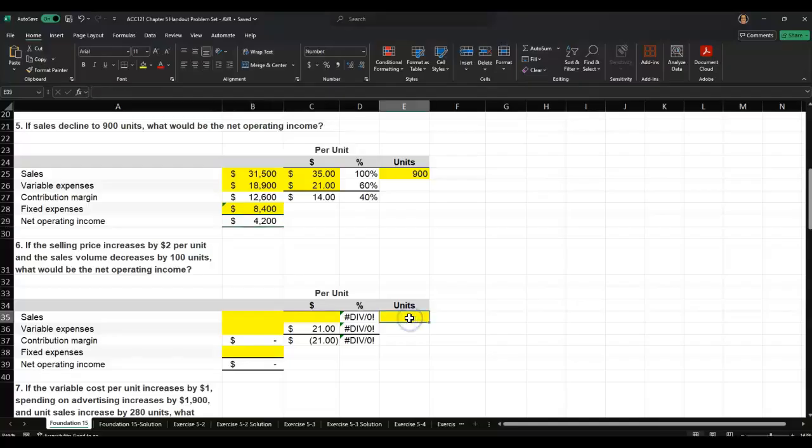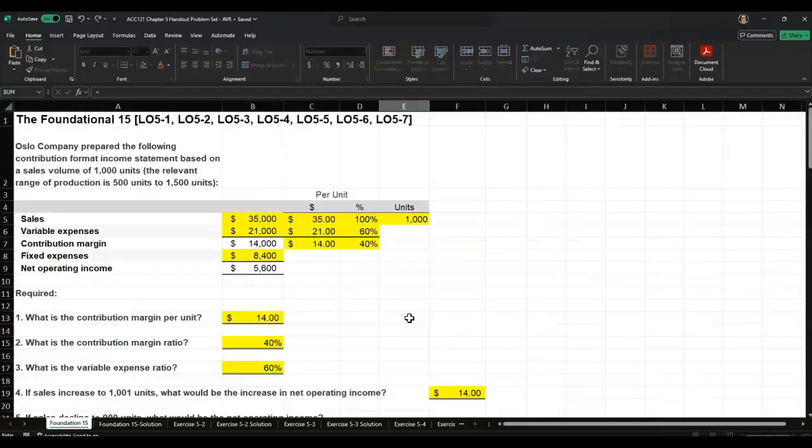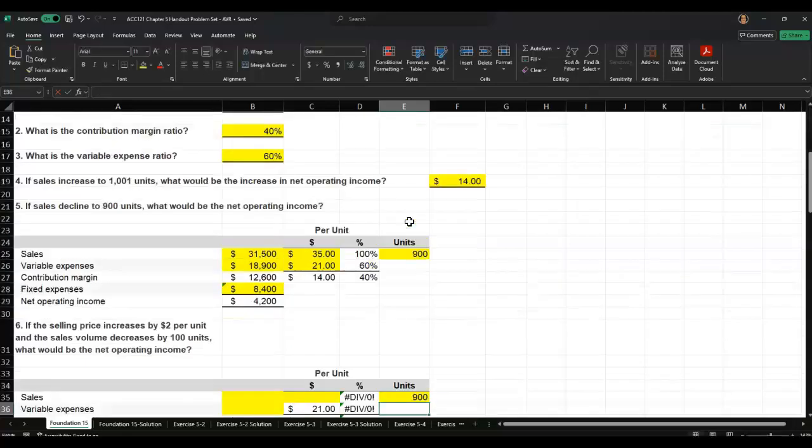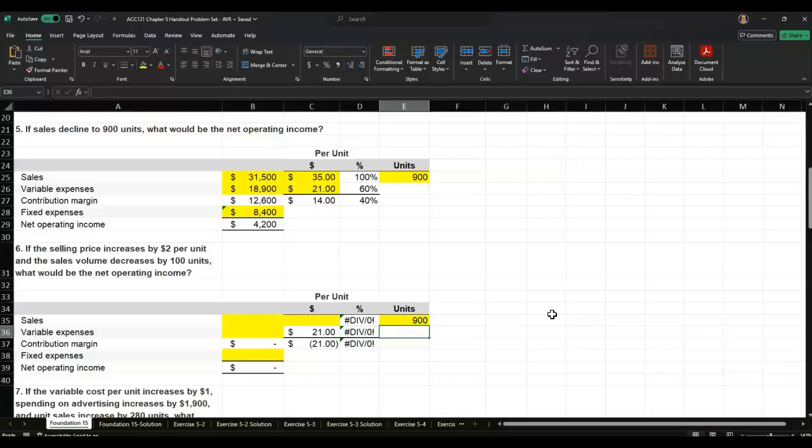So if our sales units drop, we're going back to the 1,000 units, subtracting the 100 units, and we've still got 900 units. Okay? So again, just a little bit of a perspective check on something like that.